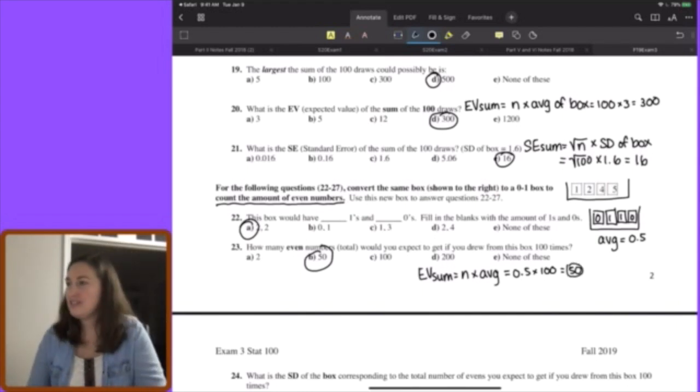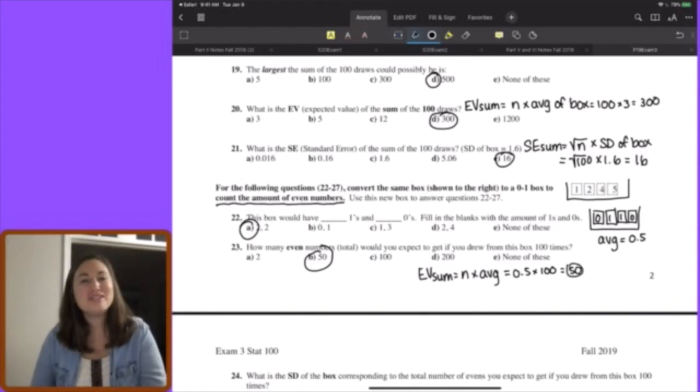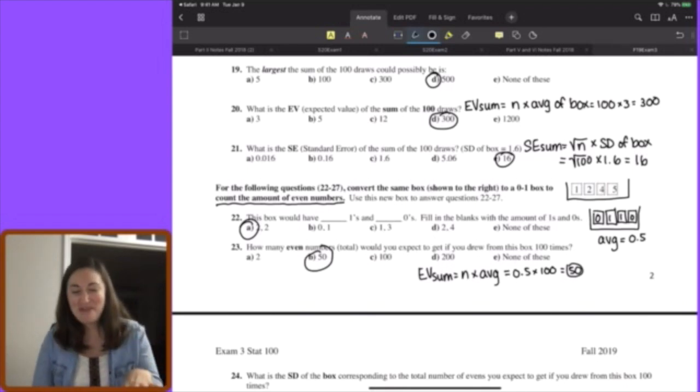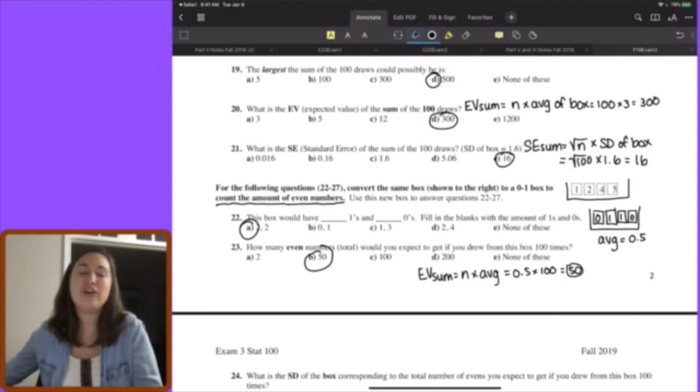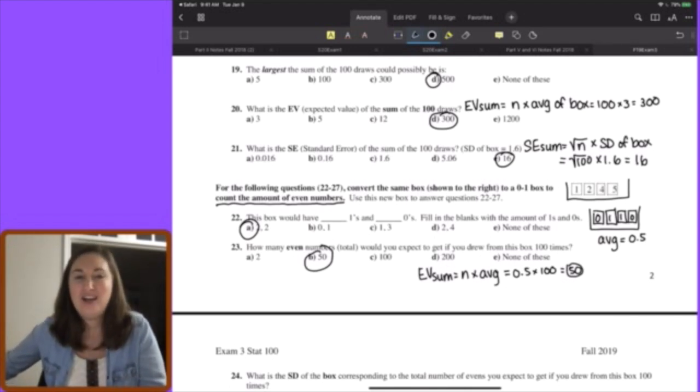But with these, I don't know what students think, but I always like to think about it rather than using the formulas. If I don't have to use the formulas, that's good. But maybe you like them. All right.